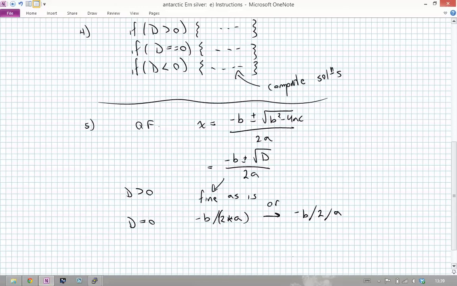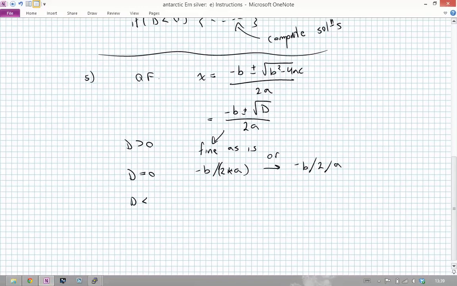All right, let's look at the last case, which is a little tricky. For d less than 0, if I try to use this formula as is, in other words, if I try to do something like negative b, let's just do one of these guys, and then we'll use the square root function.